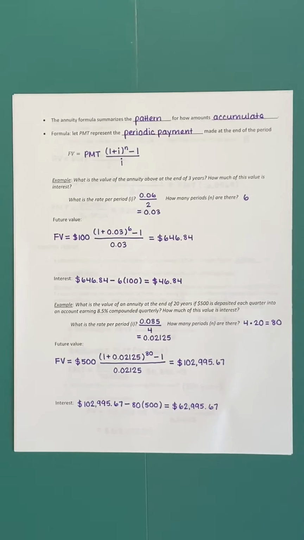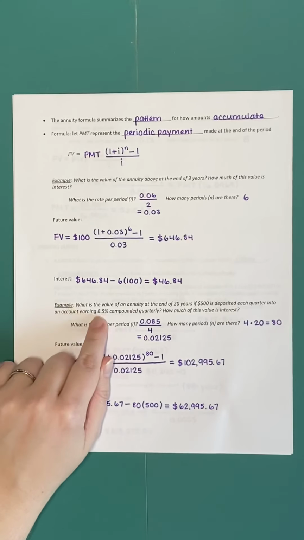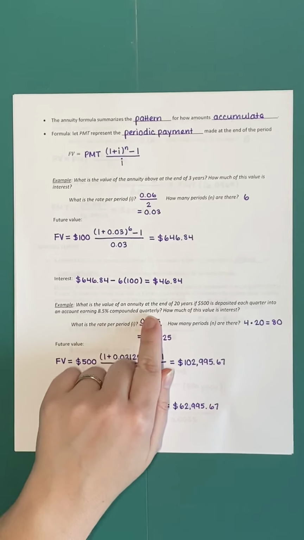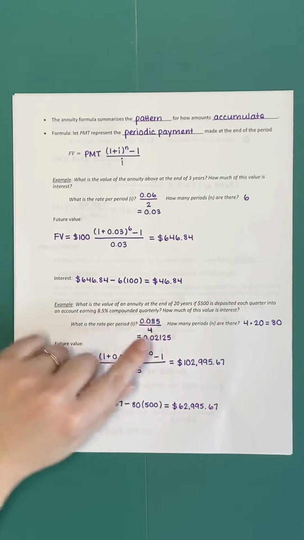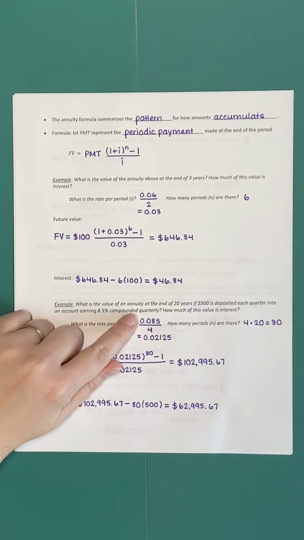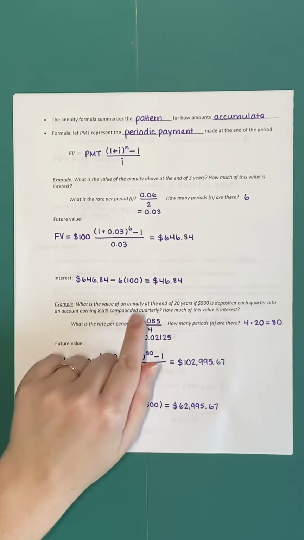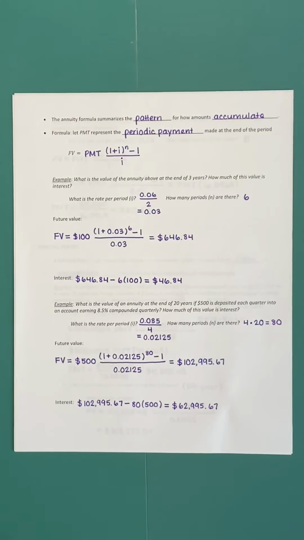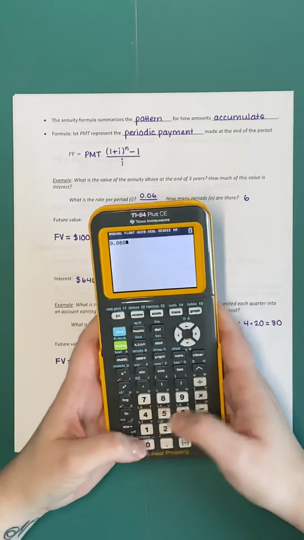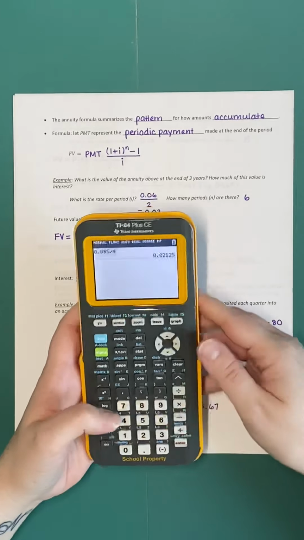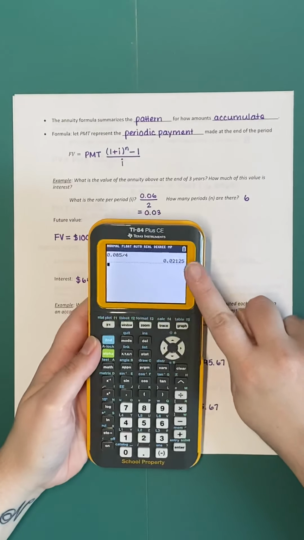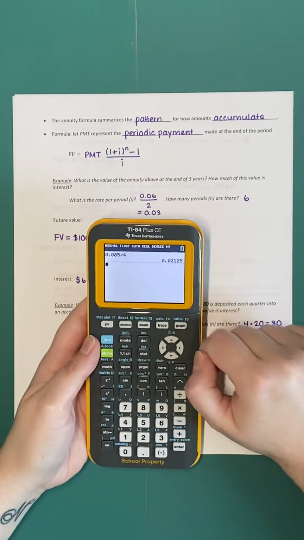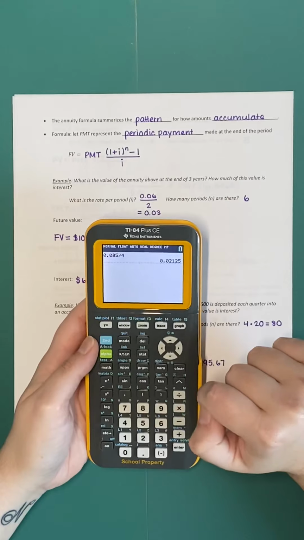Okay, so what's our rate per period going to be then? Well, we have 8.5% interest annually, but we're calculating interest every quarter, in other words, 4 times a year. So 0.085 is our value for R, and then we're dividing that by 4 because we're compounding quarterly. So let's see what that is going to be. So 0.085 divided by 4, and that's going to be our value. Do not round this. This is an exact value. Do not round it. You have to use that whole thing.